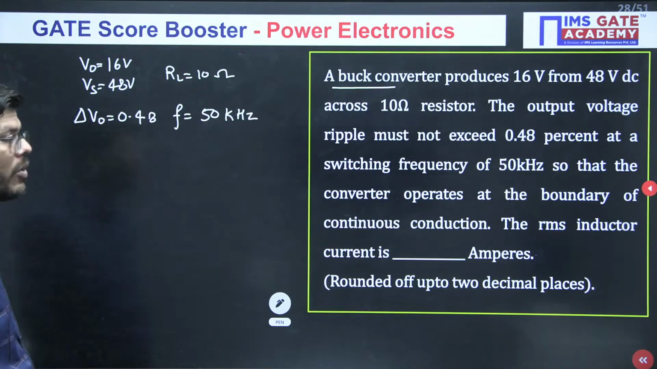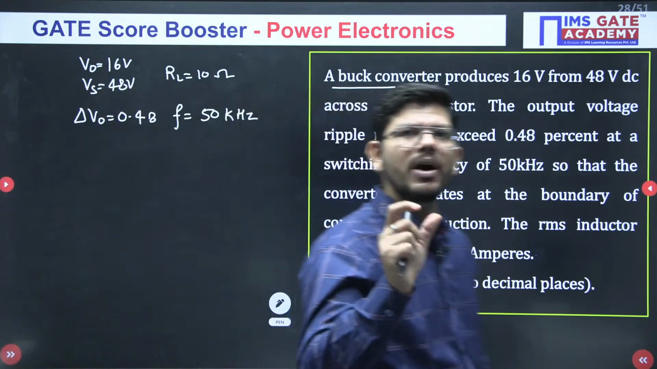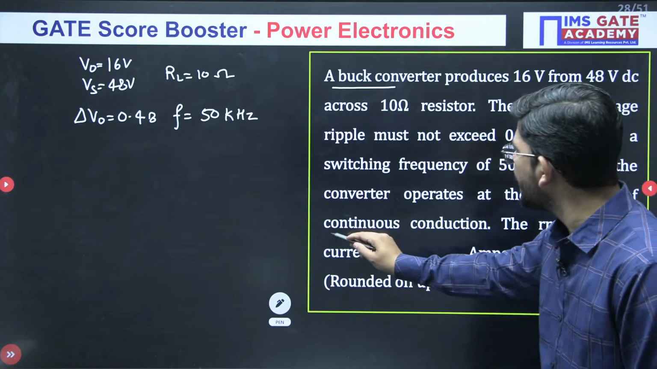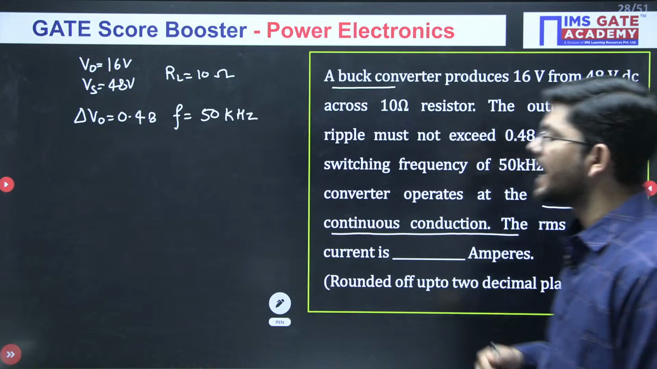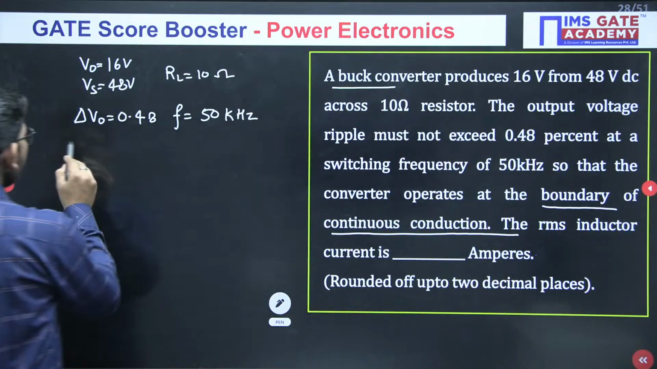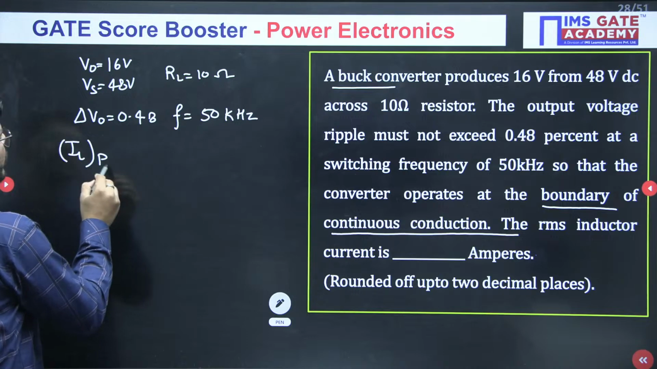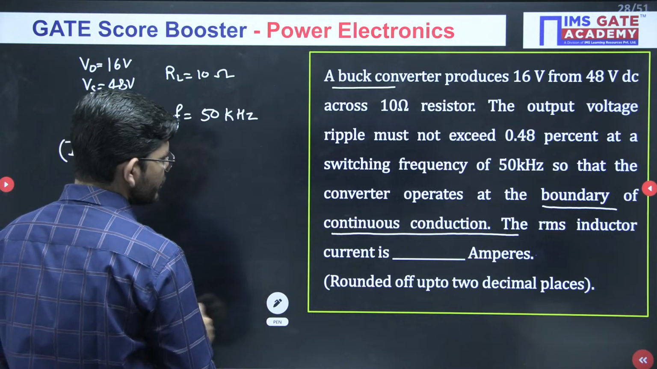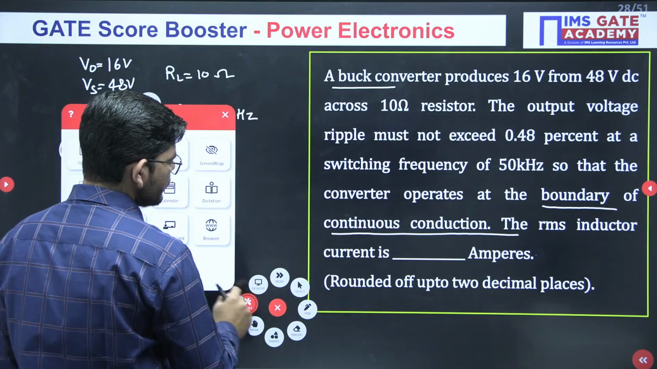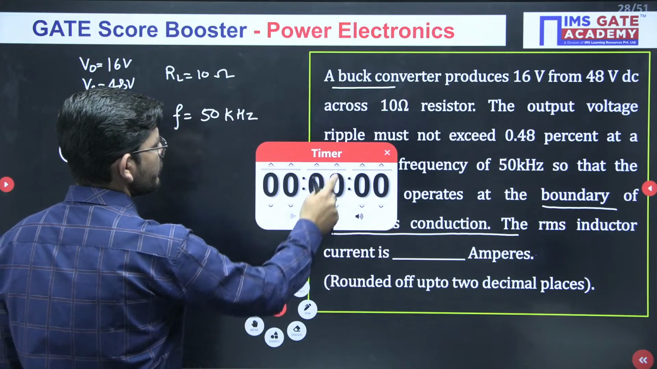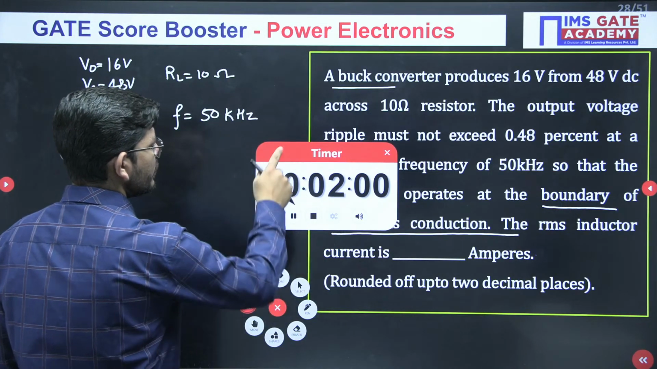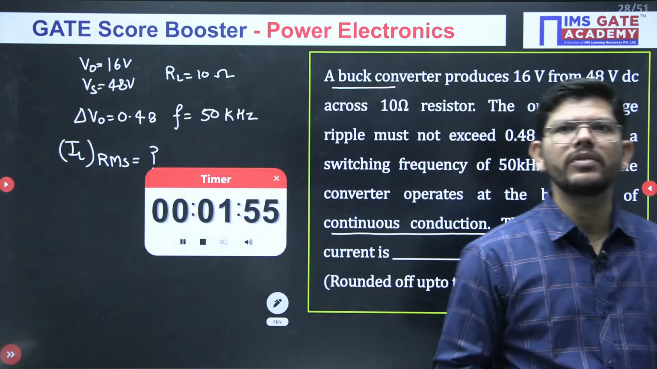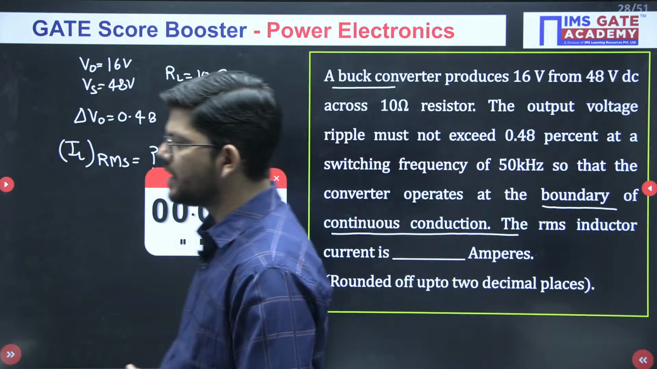And the converter operates at the boundary of continuous conduction. This is the important line. You have to look into this line. It is operating at the boundary of continuous conduction, and then you have to calculate what will be the possible RMS value of inductor current. This is the given data, and this is what we have to calculate, and I am very sure that you can solve this question very easily.